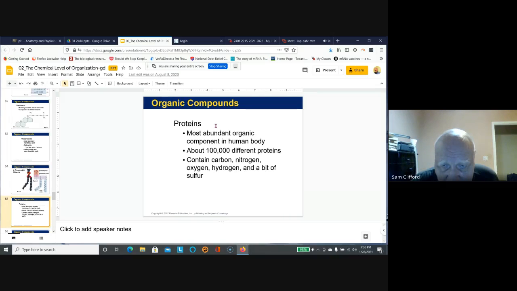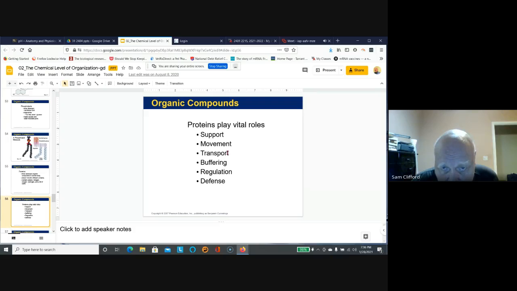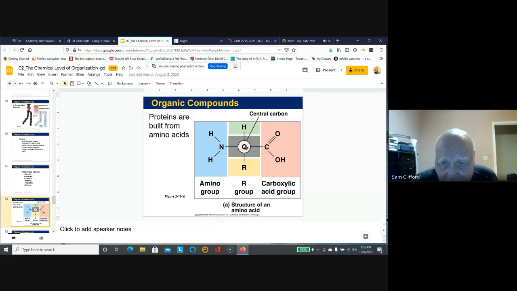Proteins are made of nitrogen, oxygen, hydrogen, and a bit of sulfur. They're very abundant. We have hundreds of thousands of proteins. Know what proteins do? Okay, let's look at an amino acid. So an amino acid has an amino group, NH2. It has a carboxyl group, COOH, and a central carbon. And the R group is a wild card. This can vary.